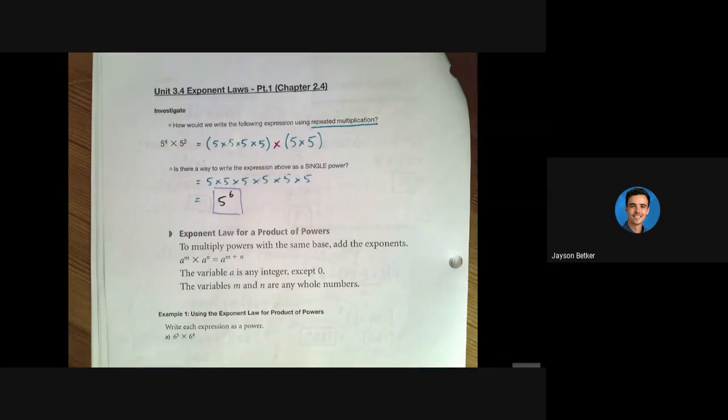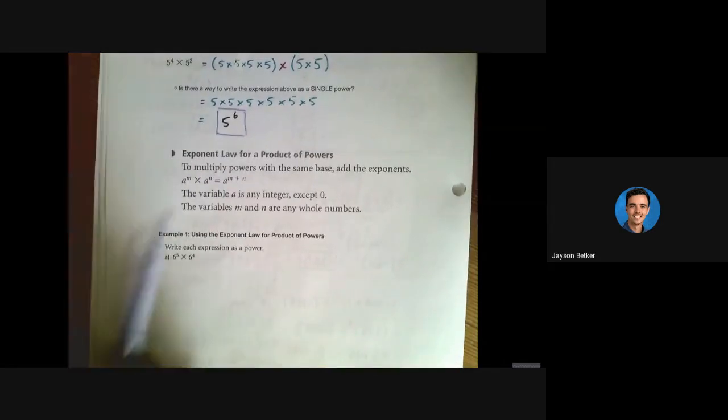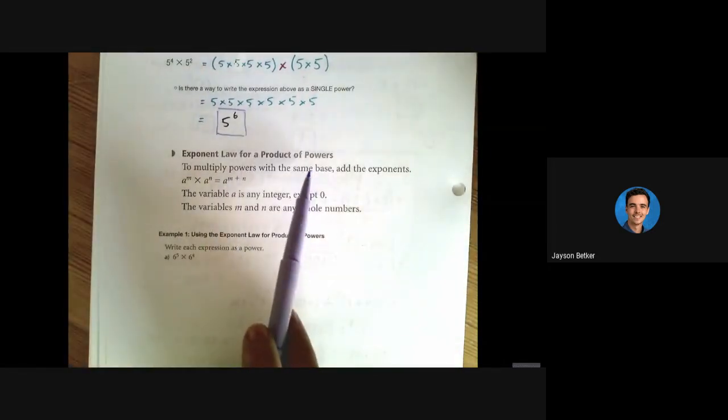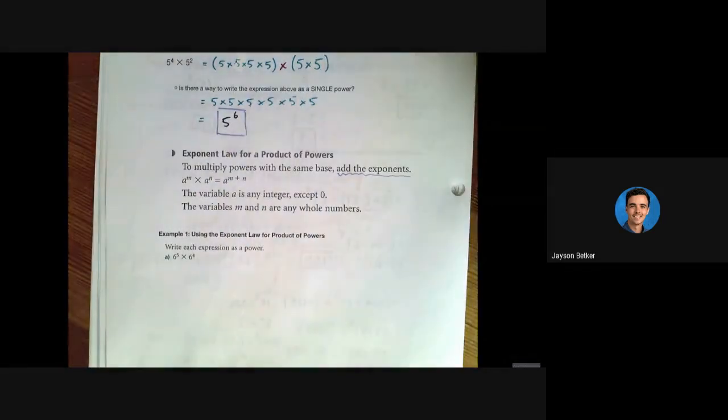Now, where did that come from? Where did that 6 come from? Well, let's take a look at this in terms of words. To multiply powers with the same base, all we have to do is add the exponents. We just add the exponents, and that'll give us the final answer.